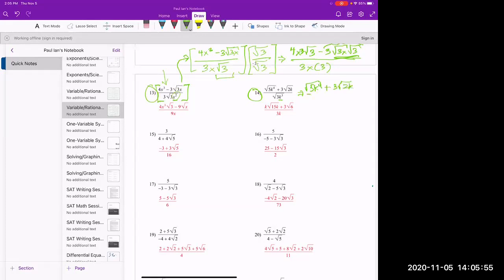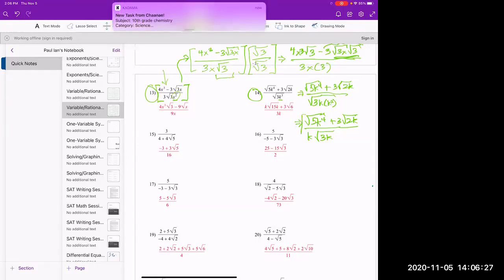Let's see. So you have root 3, and then you also have k times k squared, right? So what's root of k squared? K. So it's just k. That comes out, and the only thing you have inside is root 3k. And everything up top, I'm just going to rewrite it because we're not doing anything there yet. 3, 2, and k. Okay.